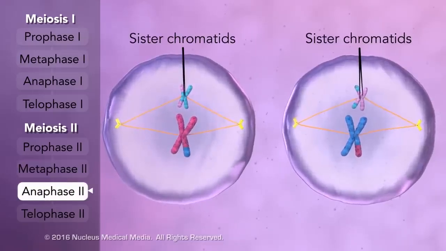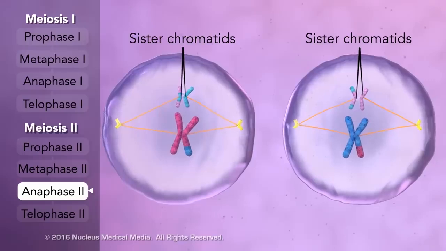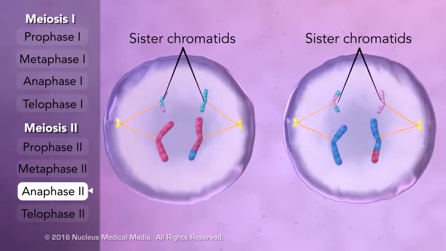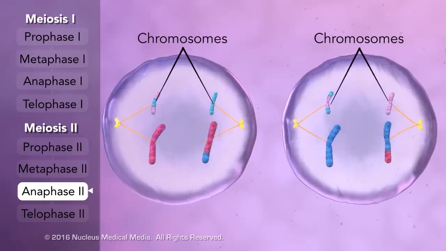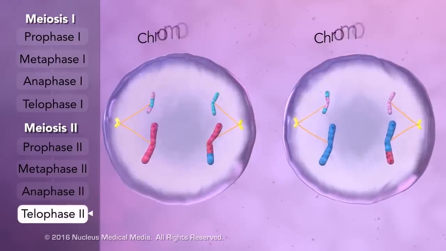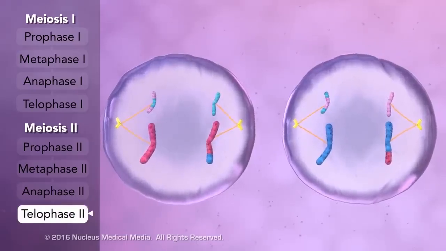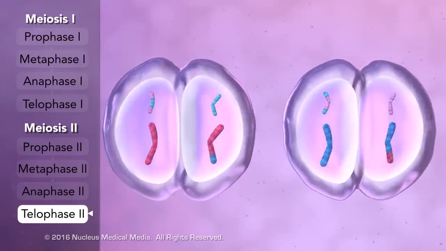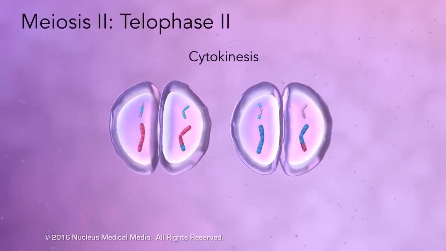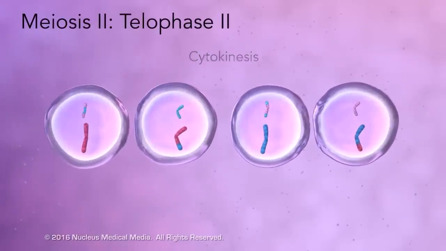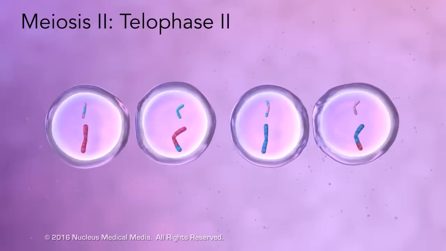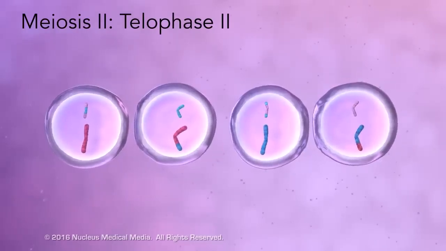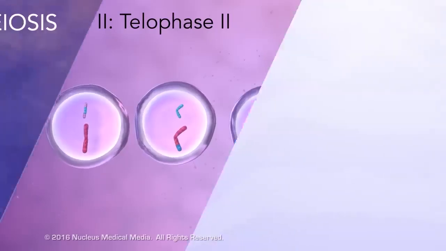During anaphase II, the sister chromatids of each chromosome separate and move to opposite poles. Once the sister chromatids separate, they're called chromosomes. Finally, during telophase II, the spindle fibers disappear and nuclear membranes reform. And cytokinesis occurs in both cells. Meiosis II ends with 4 genetically different haploid daughter cells, each containing only 1 set of chromosomes.